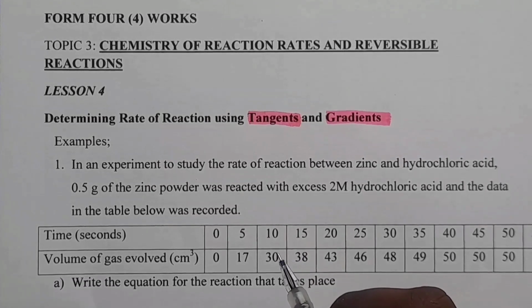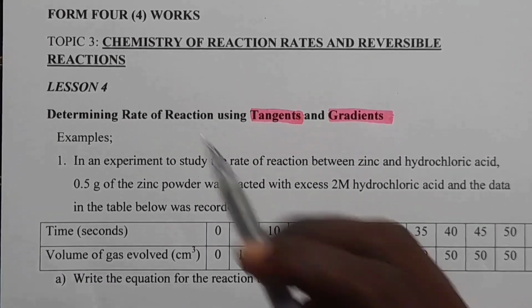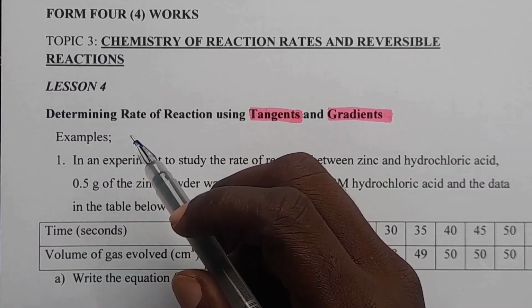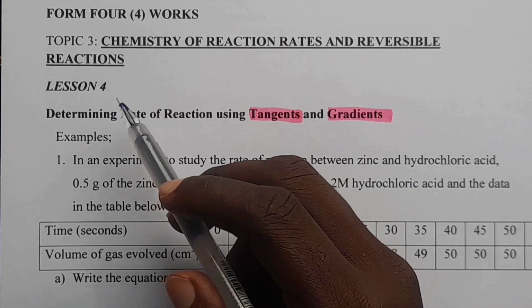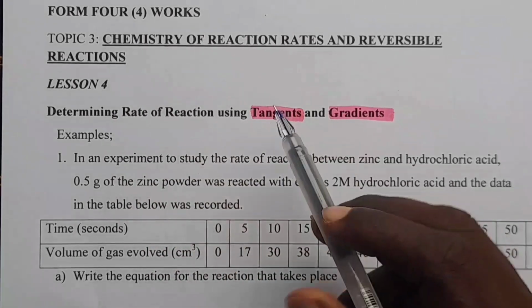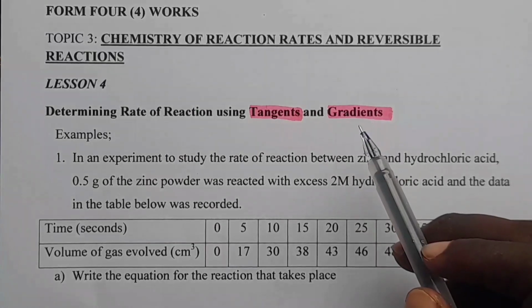Hello students, welcome. Previously, in lesson 3, Form 4, Topic 3, we were dealing with factors affecting the rate of reaction. So today, lesson 4, we are going to start with determining the rate of reaction using tangents and gradients.